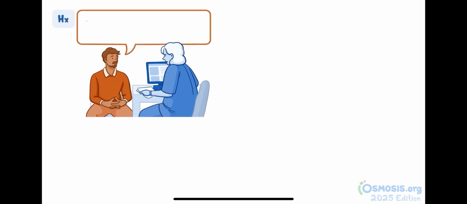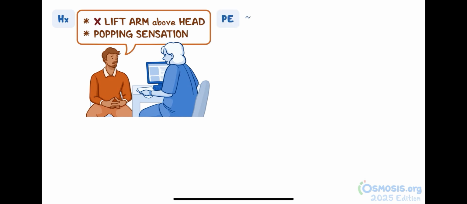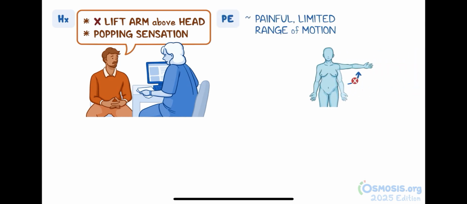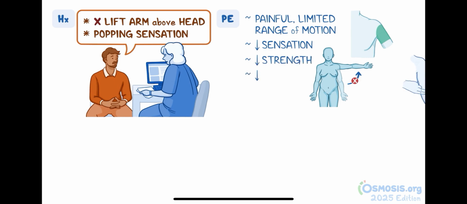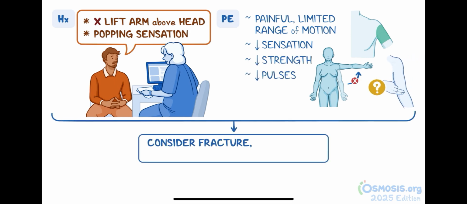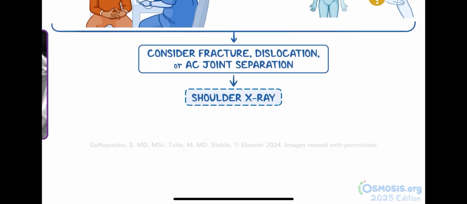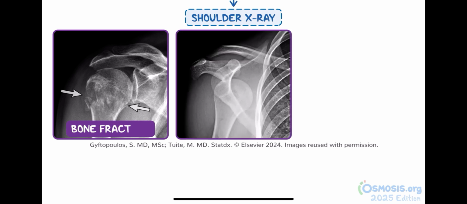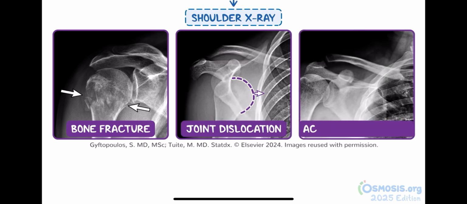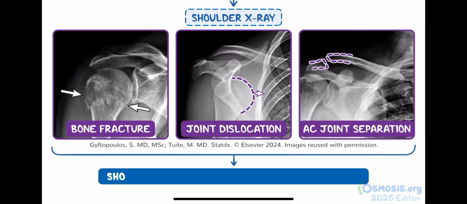Now, if your patient reports an inability to lift their arm above their head and possibly a popping sensation, and if the physical exam reveals painful, limited range of motion, and possibly decreased sensation, decreased muscle strength, or diminished pulses, consider a fracture, dislocation, or AC joint separation and order a shoulder X-ray. If the X-ray results confirm a bone fracture, joint dislocation, or AC joint separation, diagnose a shoulder fracture, dislocation, or separation.